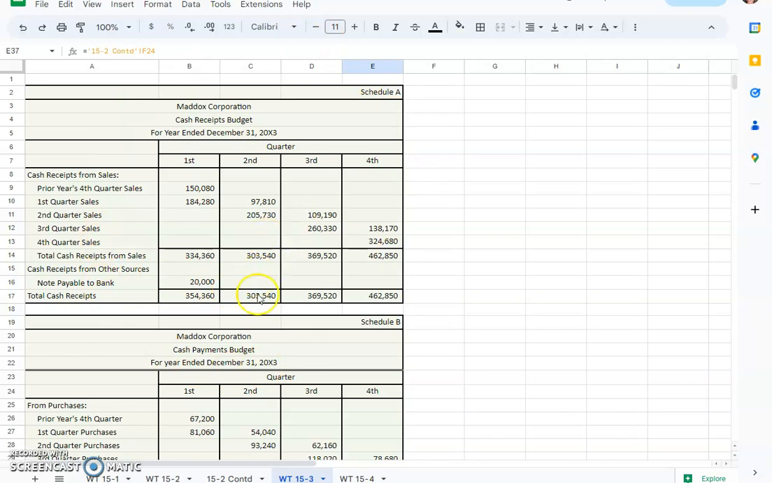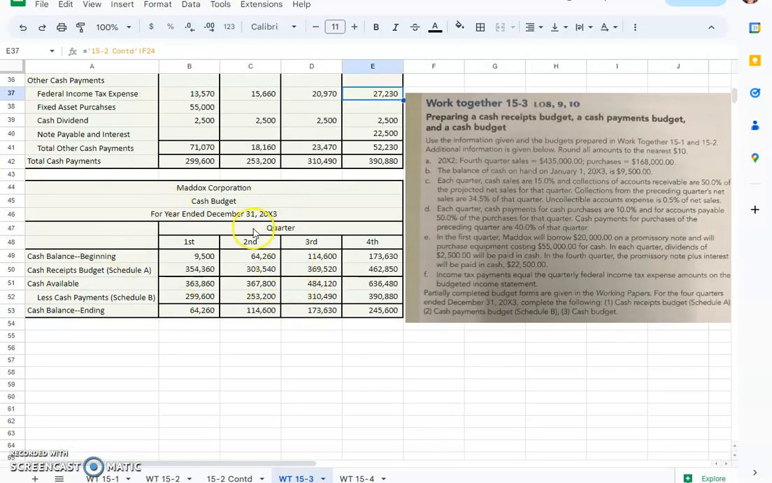This company is gaining cash throughout the year. So after taking a loan out in the first quarter, they really had no problems. They're making good money. Their cash is improving. So it's looking good for them. If that wasn't the case, then they would need to think about, maybe we need to reduce our expenses, or do we need to do some more short-term borrowing? There's lots of choices that companies have to make. That's the purpose of these budgets, right? To help them make those decisions, to look into the future a little bit.